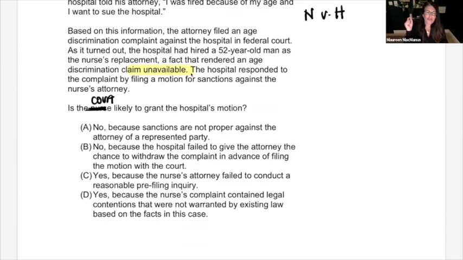So are they likely to grant it? So A, no, because sanctions are not proper against the attorney of a represented party. All right, and that's just not true. It misstates the law. Sanctions may be proper against the attorney of a represented party.